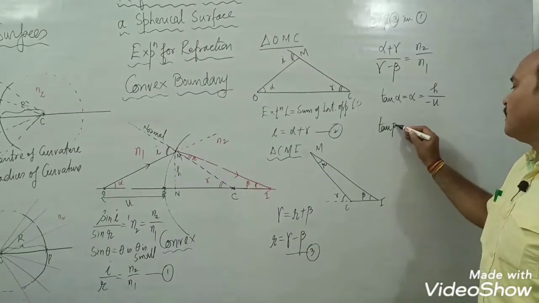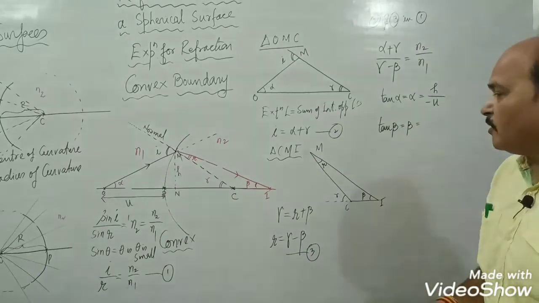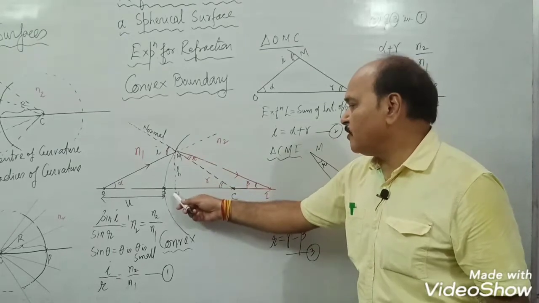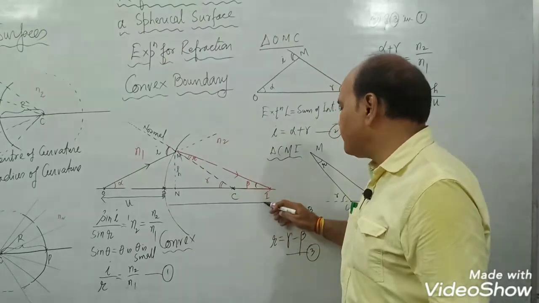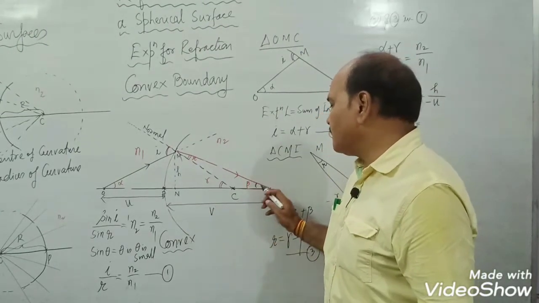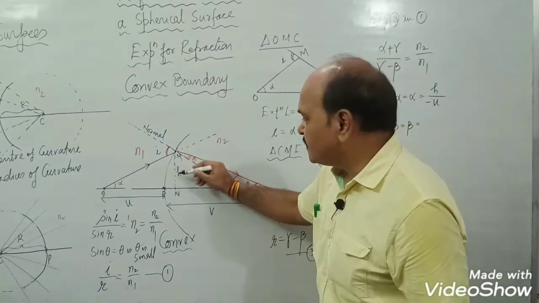As we have found out tan alpha, let us find out tan beta. Well, this beta is also very small. So tangent of beta is going to be perpendicular upon base. And what is this base? This base is nothing but the distance of image. This is image distance V. So tangent of beta is perpendicular upon base, and this perpendicular is H.